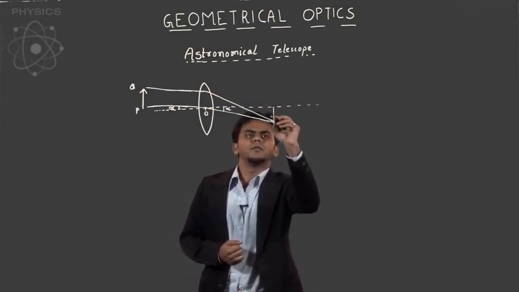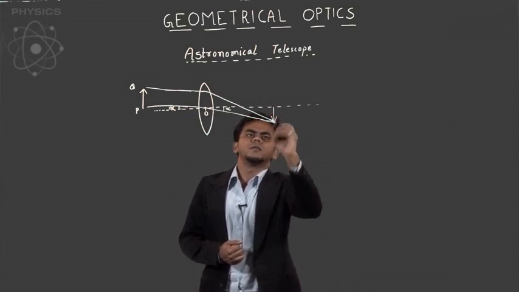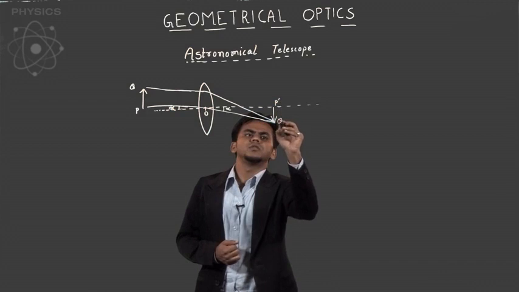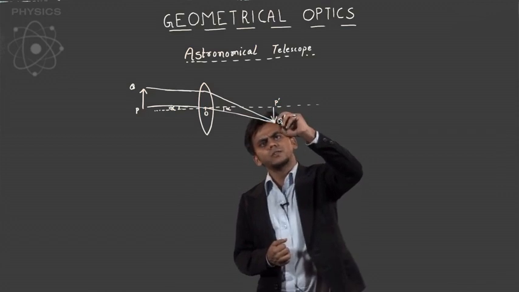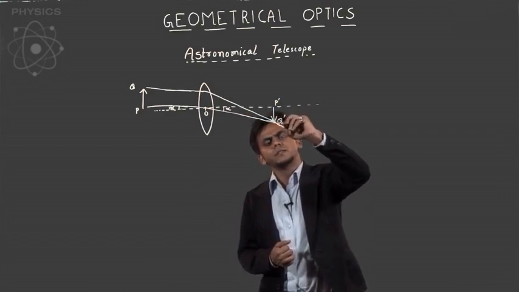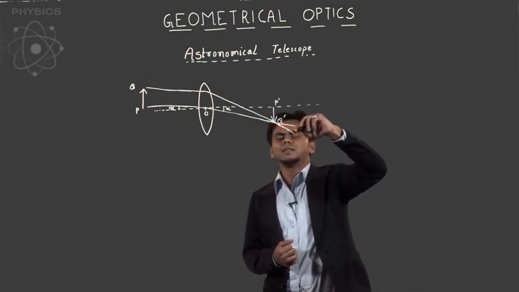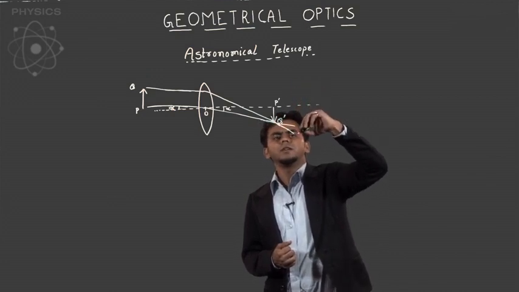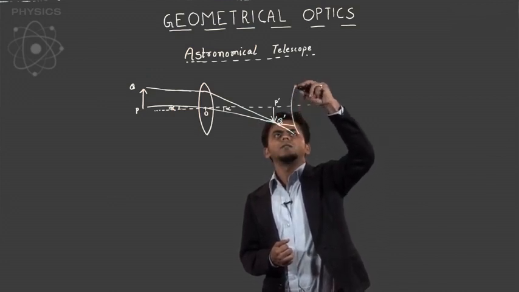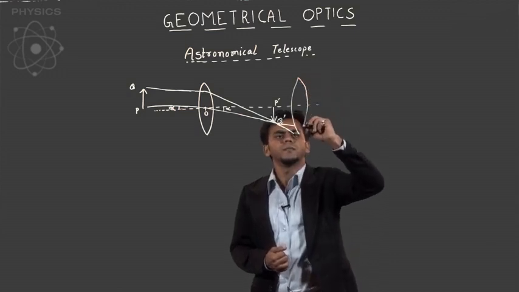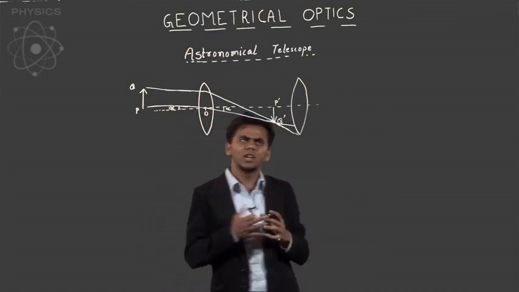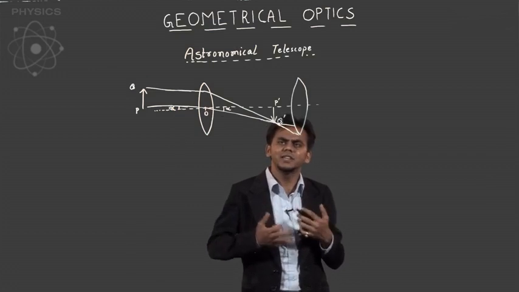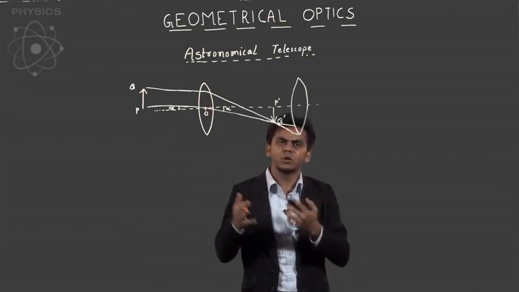So now you have P prime or P dash. This is Q prime or Q dash. Now these rays further proceed ahead like this. And this is where they meet the eyepiece. It kind of looks like the eyepiece is having a larger aperture and larger focal length, but that's not the situation. The eyepiece generally has a smaller aperture and a smaller focal length.